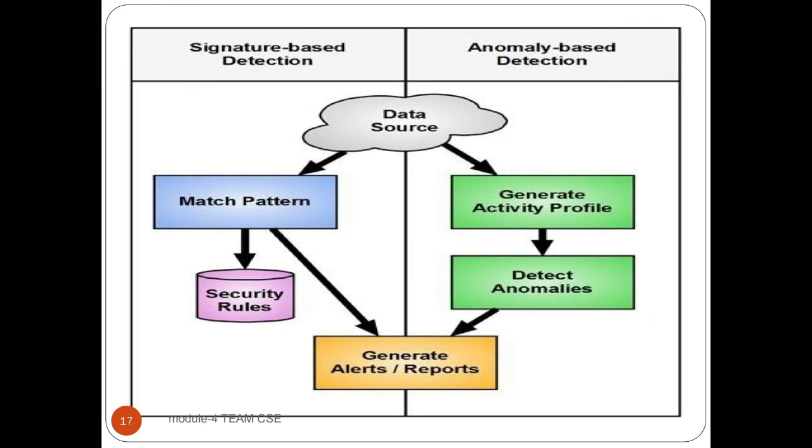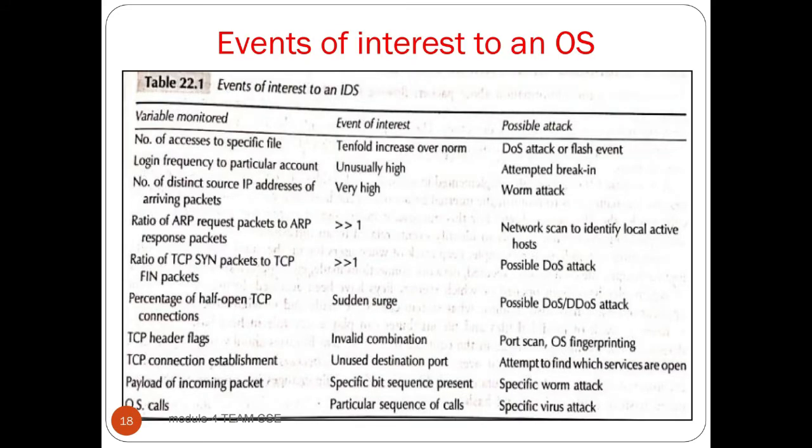Next, anomaly based detection. It generates the activity profile from the data source and detects any kind of anomalies. If any anomalies are there, then it is going to generate alerts and reports. Next slide please.